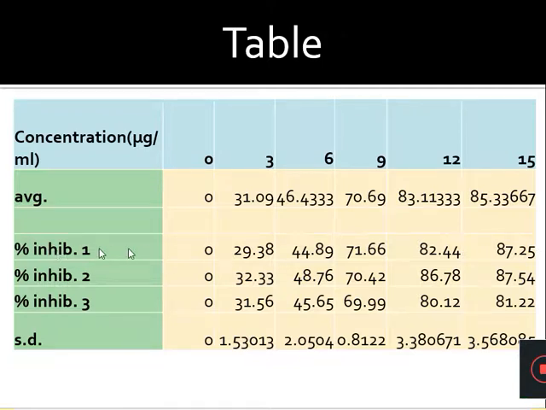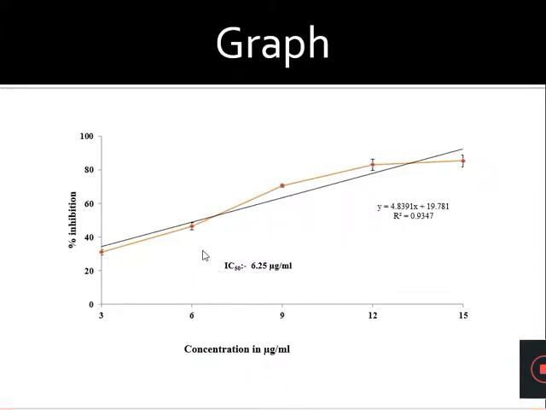This is in animal 1, this is in animal 2, this is in animal 3, this is the average of the 3, and this is the standard deviation. So this is how data is represented in a table. Now, the same data is represented in a graph with increasing concentration of the drug.